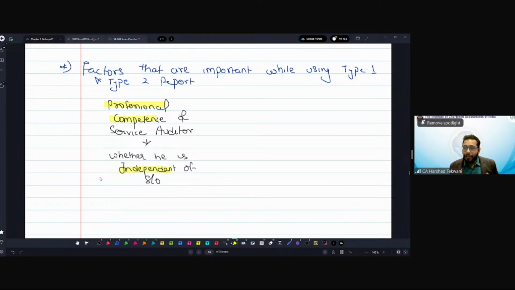It should not be the case that a director is issuing me a type 1 report. I will say, how then can I rely on it, because the director is part of management and is giving me reasonable assurance. It's a conflict of interest. So in that case, I need to understand whether he is professionally competent and independent to issue this report.